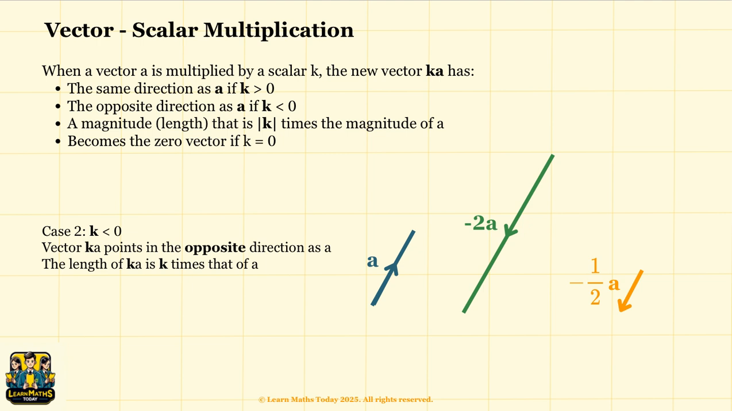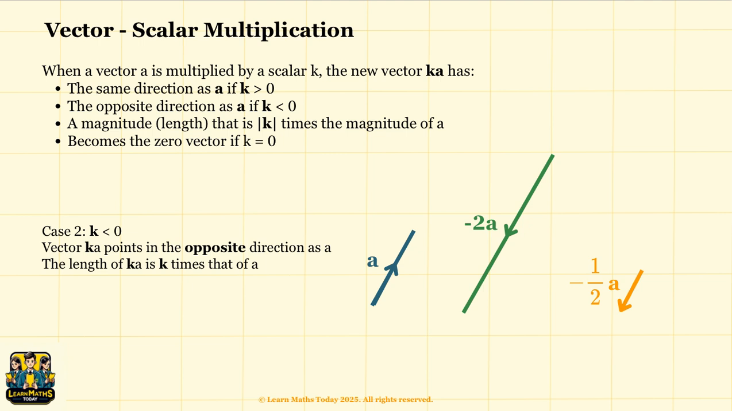Next, if k is less than 0, meaning we multiply the vector A by a negative number, for example, negative half or -2, the new vector will point in the opposite direction. The length will also change depending on the size of the number. For example, if you multiply by -2, then we have a new vector which is twice as long as the original vector, but points in the opposite direction.